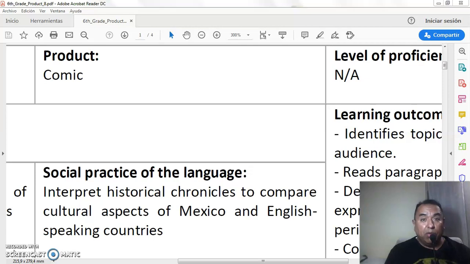The product is a comic. Van a elaborar un cómic en base a un relato, una crónica. And we're going to interpret historical chronicles to compare cultural aspects of Mexico and English-speaking countries. So, what is an English-speaking country? What is a chronicle? Let's start with that.